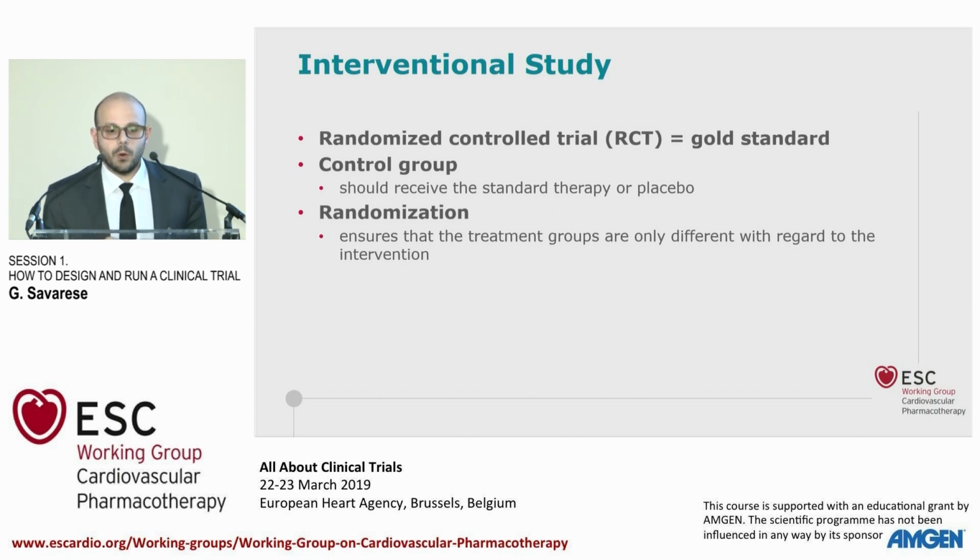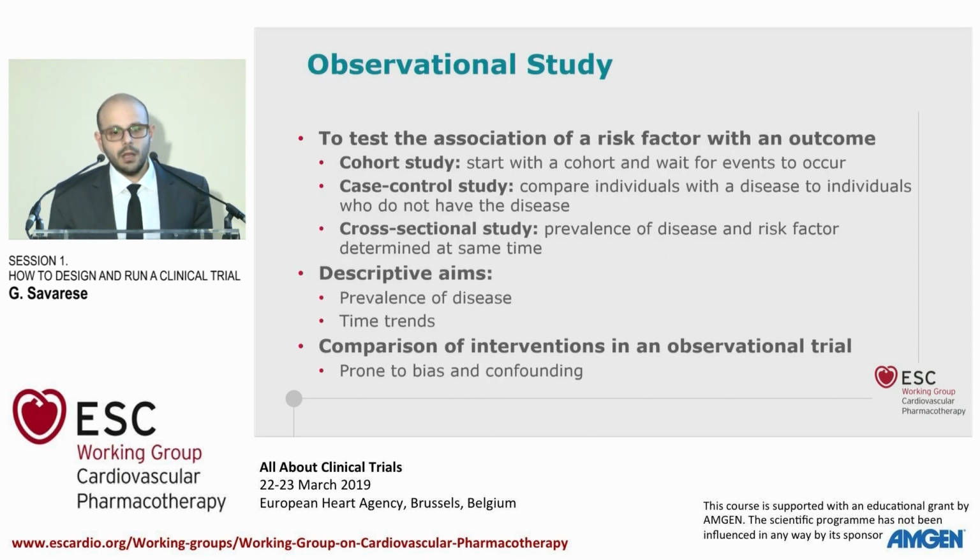And another key word is randomization, because it ensures that the treatment groups are only different with regard to the intervention. This is very important because it rules out the presence of confounders that are one of the major issues when we discuss registry-based studies and observational studies. So tomorrow we will talk about different types of randomization, and we will also talk about observational studies and registry. So we will try to understand how important it is to face the problem of confounders, and so we will discuss adjustments, propensity score matching, and so on.